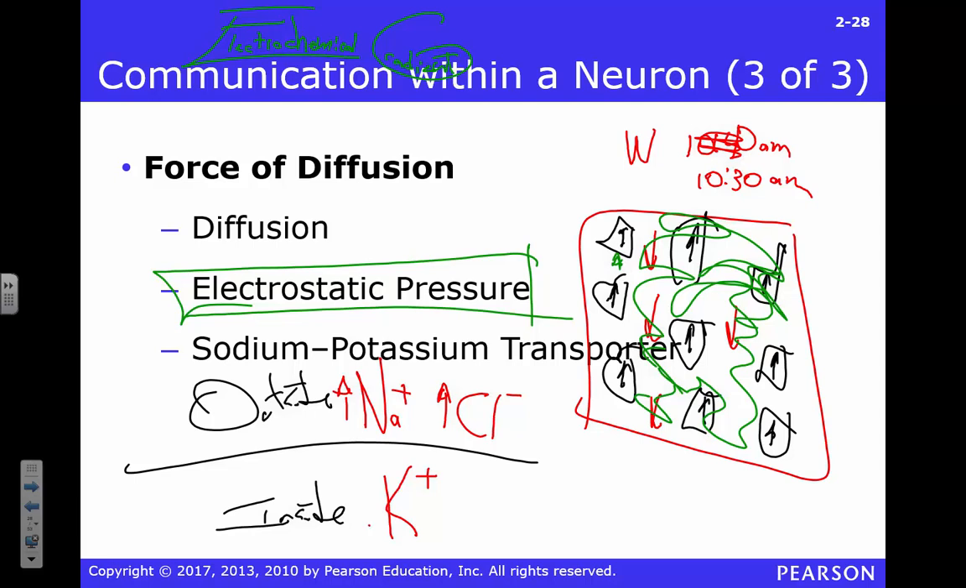When we open a channel here, guess what happens? Sodium will rush in if it's a sodium channel, potassium can go out if it's a potassium channel, chloride can come in if it's a chloride channel. Organic anions can go nowhere. There aren't channels for those. They're going to be stuck on the inside. And this is brilliant.